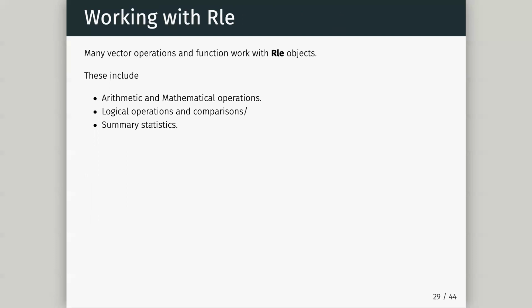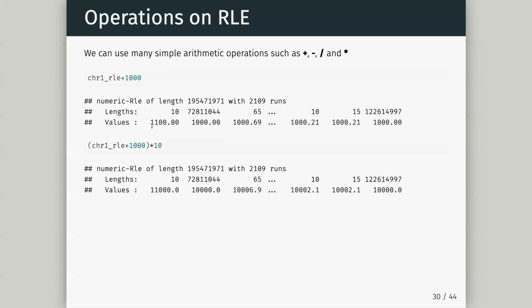When I first discovered RLEs, what got me really excited is that we can also do arithmetic operations, mathematical operations, logical operations, and get some summary statistics from this. So we can do things like plus 100 to a numeric RLE, or we can do more complex things with BODMAS, brackets, operations, whatever. So here I'll just add 100 to everything. If I want to add 100 and then times by a scaling factor, I can do that too, plus 100 times by 10.